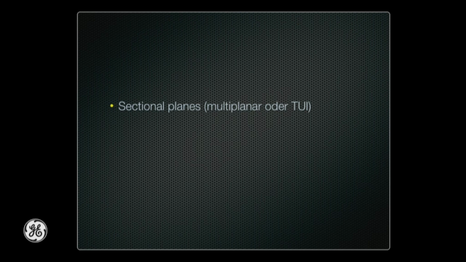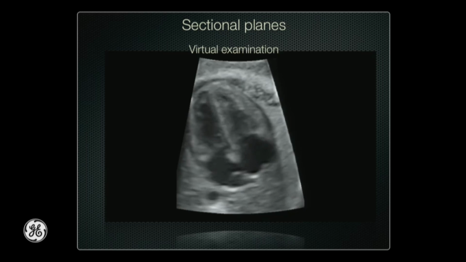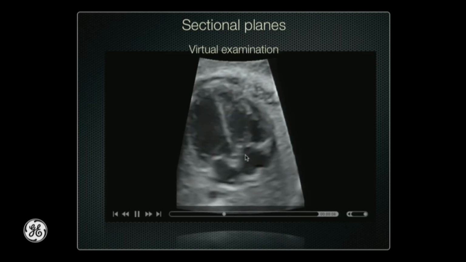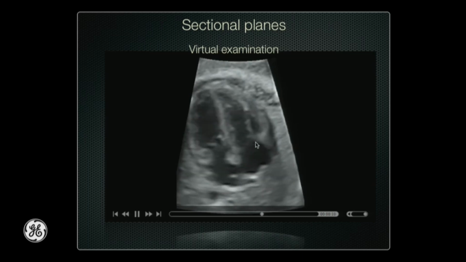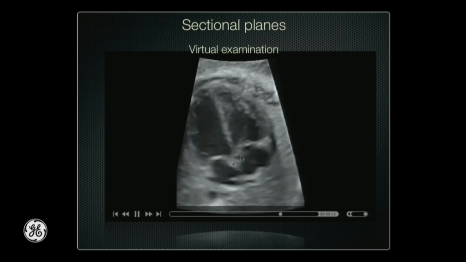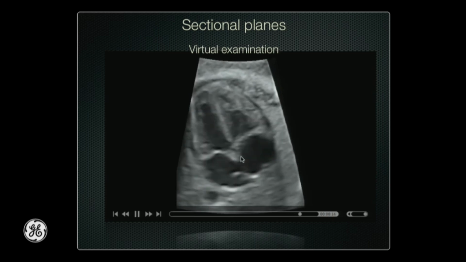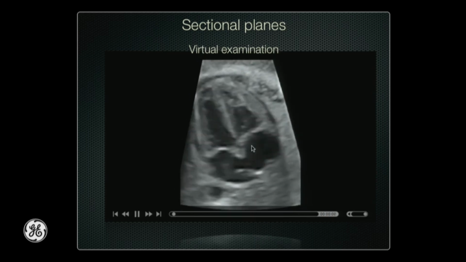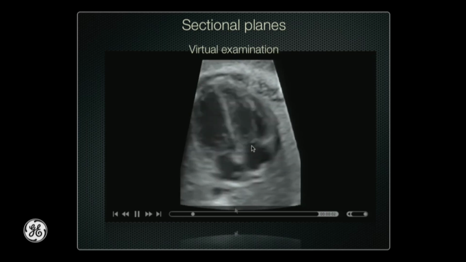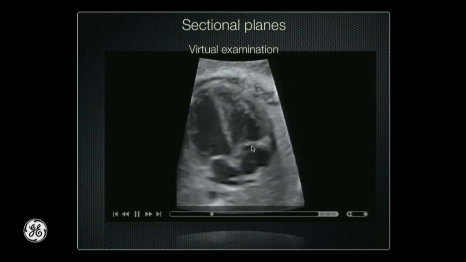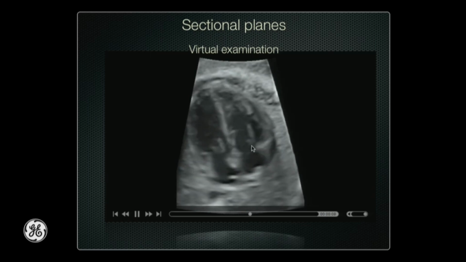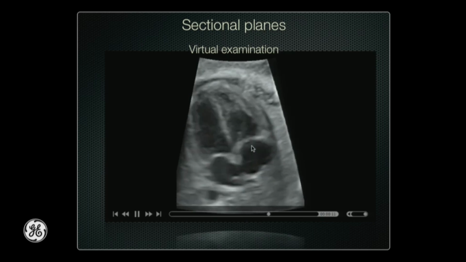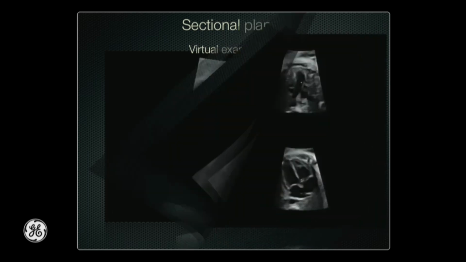And the next thing for the sectional planes is multiplanar imaging or tomographic ultrasound imaging. And with this, we could reduce the frequency, and then you have a much better image of the AV valves. You see the opening and closing movements of both AV valves, and this excludes, for example, cases with AVSD. And later in the afternoon, I put a volume on your computer in case of an AVSD. It looks very similar to what Rabi showed you before.